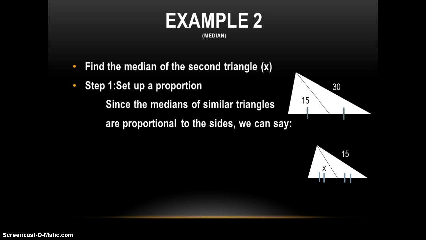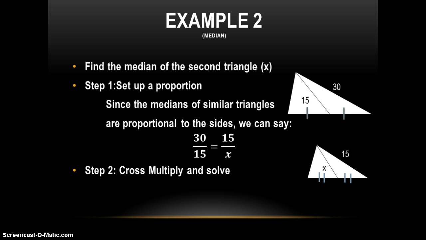Since the medians of similar triangles are proportional to the sides, we can say 30 over 15 equals 15 over x. So we took 30 over 15, which are corresponding sides, equal to 15 over x, which are corresponding medians. Step 2, we're going to cross multiply and solve. So 30 times x equals 15 times 15. 30x equals 225, and x equals 7.5.